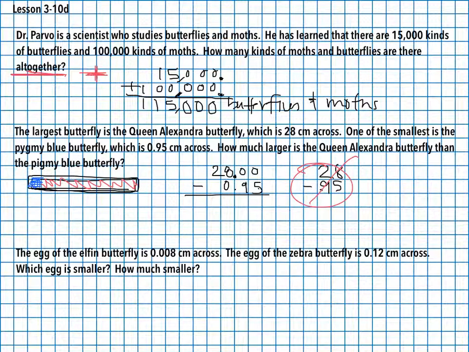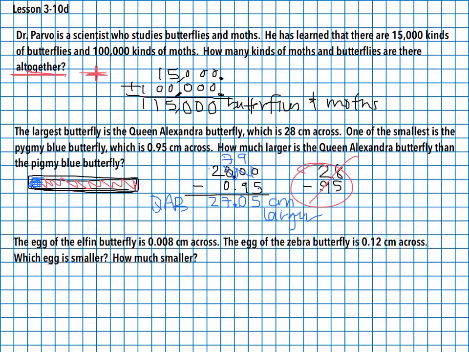0 minus 5 can't do. Go to neighbor, nothing there. Go to the neighbor. And let's choose 8 becomes 7. This becomes 10. Now we can borrow. 10 becomes 9. This becomes 10. 10 less 5 is 5. 9 less 9 is 0. 7 less 0 is 7. 2 less 2 is 0. 2 less 0 is 2. And then just bring down your decimal point right here. So the difference is, the Queen Alexandra, so I'm going to just say QAB, is 27 and 500 centimeters larger. Alright, so hopefully you got that one right.